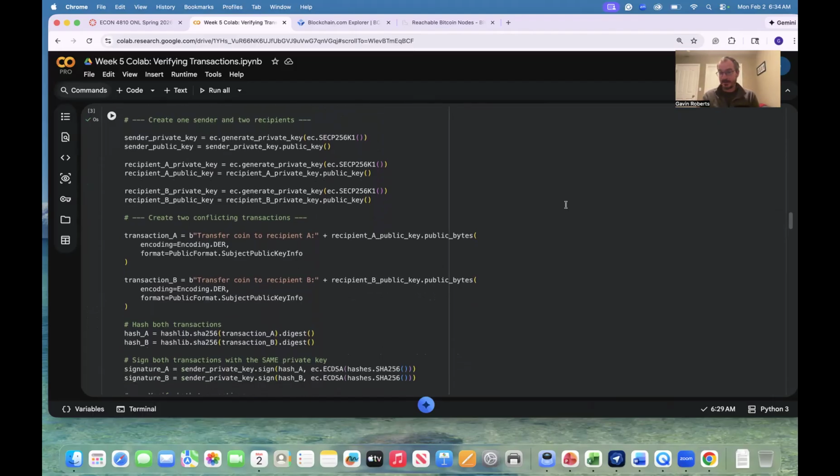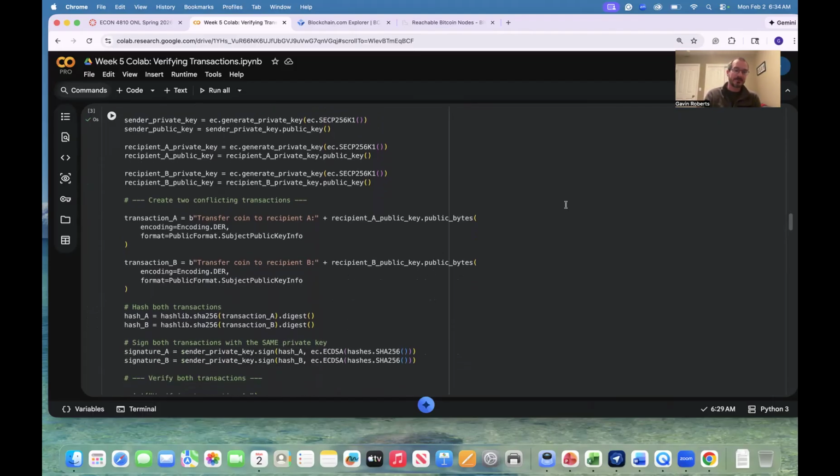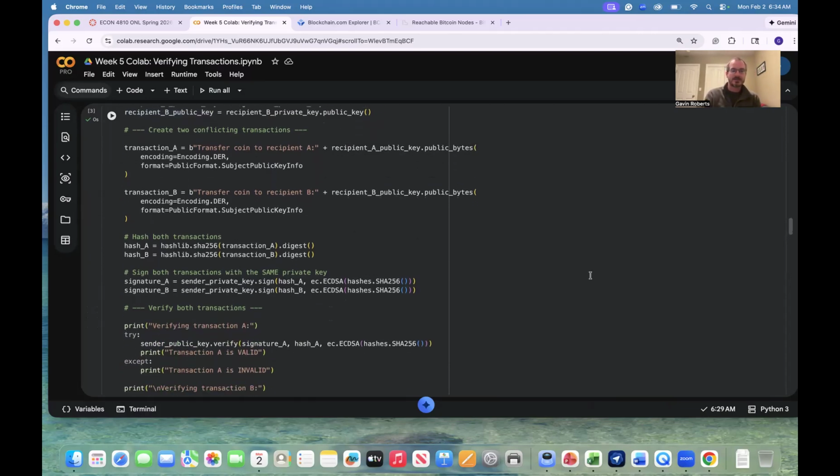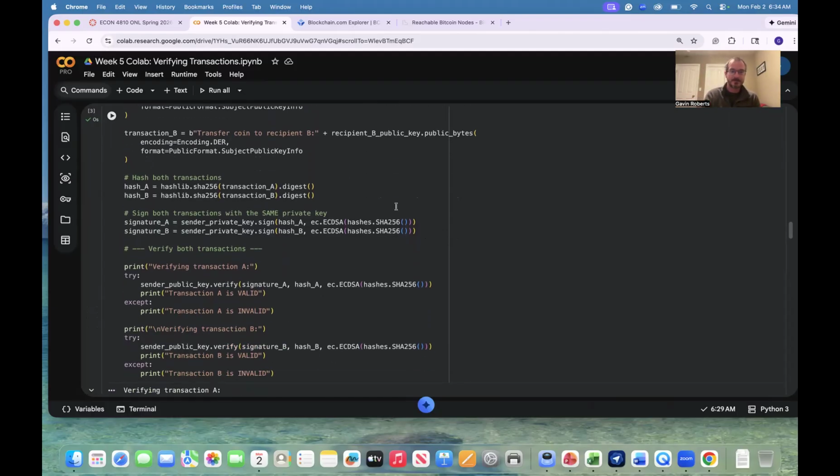So let's just see that this would work, that both would be valid. So sender private key, sender public key, recipient A, recipient B. Now we have two different recipients. Create two conflicting transactions: transfer coin to recipient A, transfer coin to recipient B.